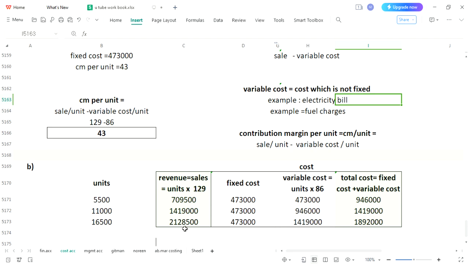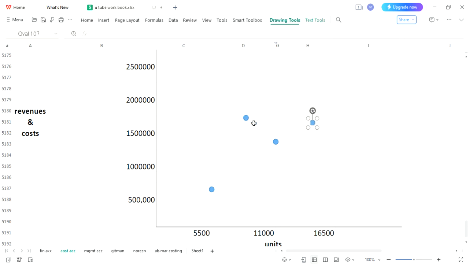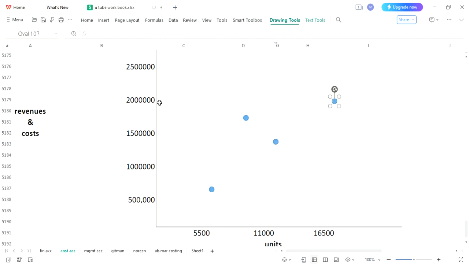16,500 number of units and 21 lakh is your third point. Okay, come over here. This is your 16,500 and you need to put 21 lakh. Obviously 21 lakh would be a little up. Okay, 20 lakh is present over here, 21 lakh would be a little up. Let's make it a little more settled.